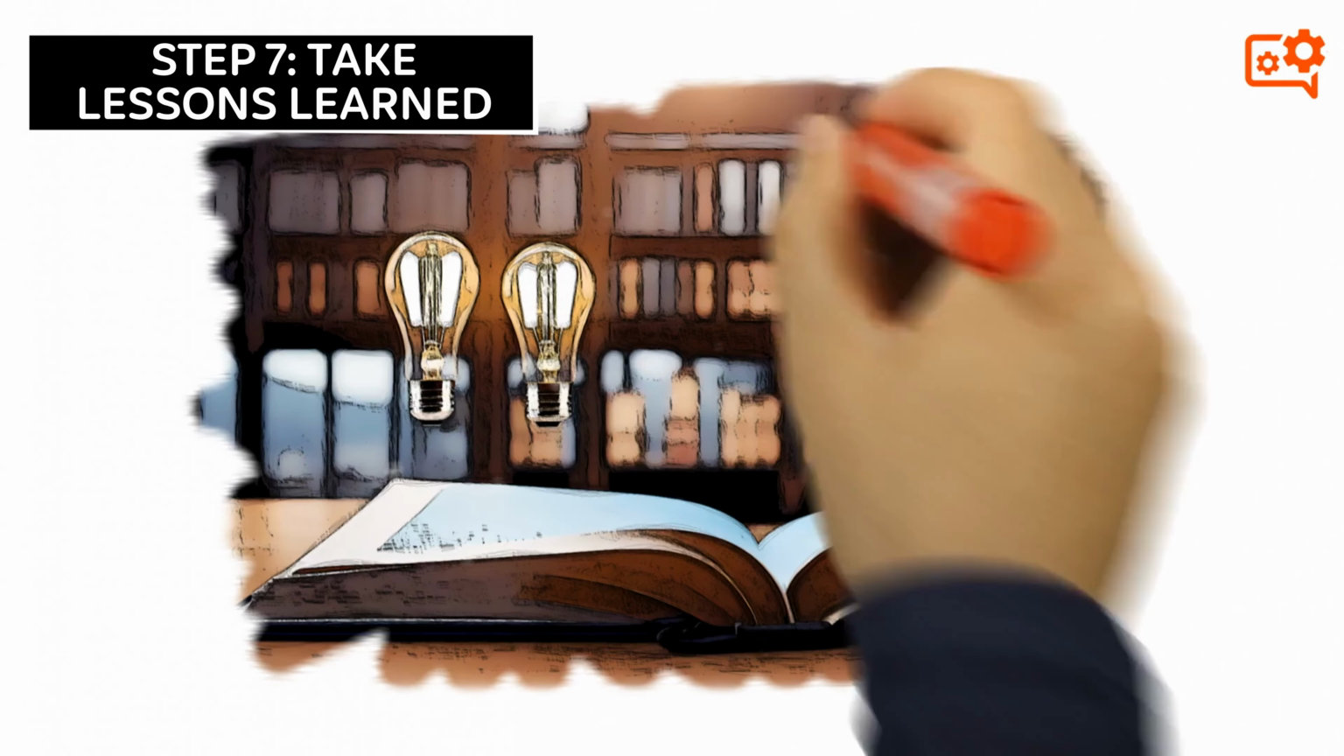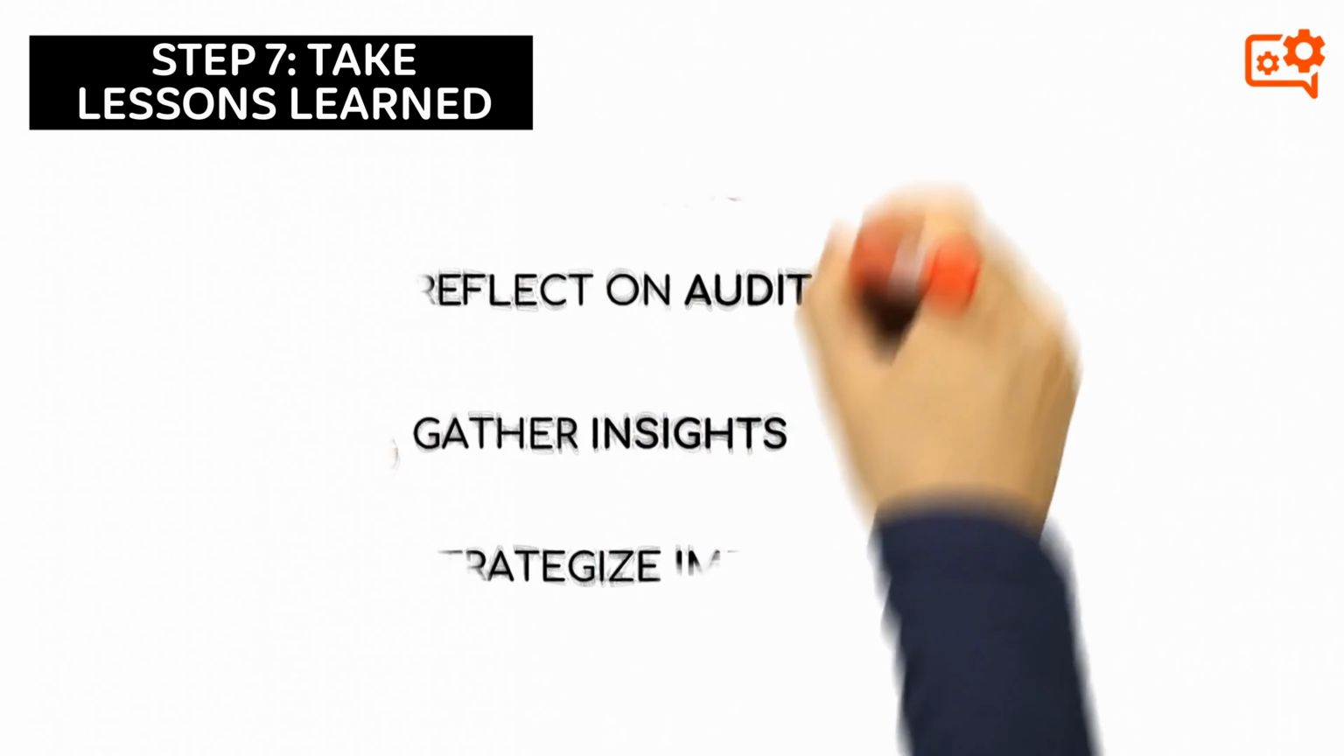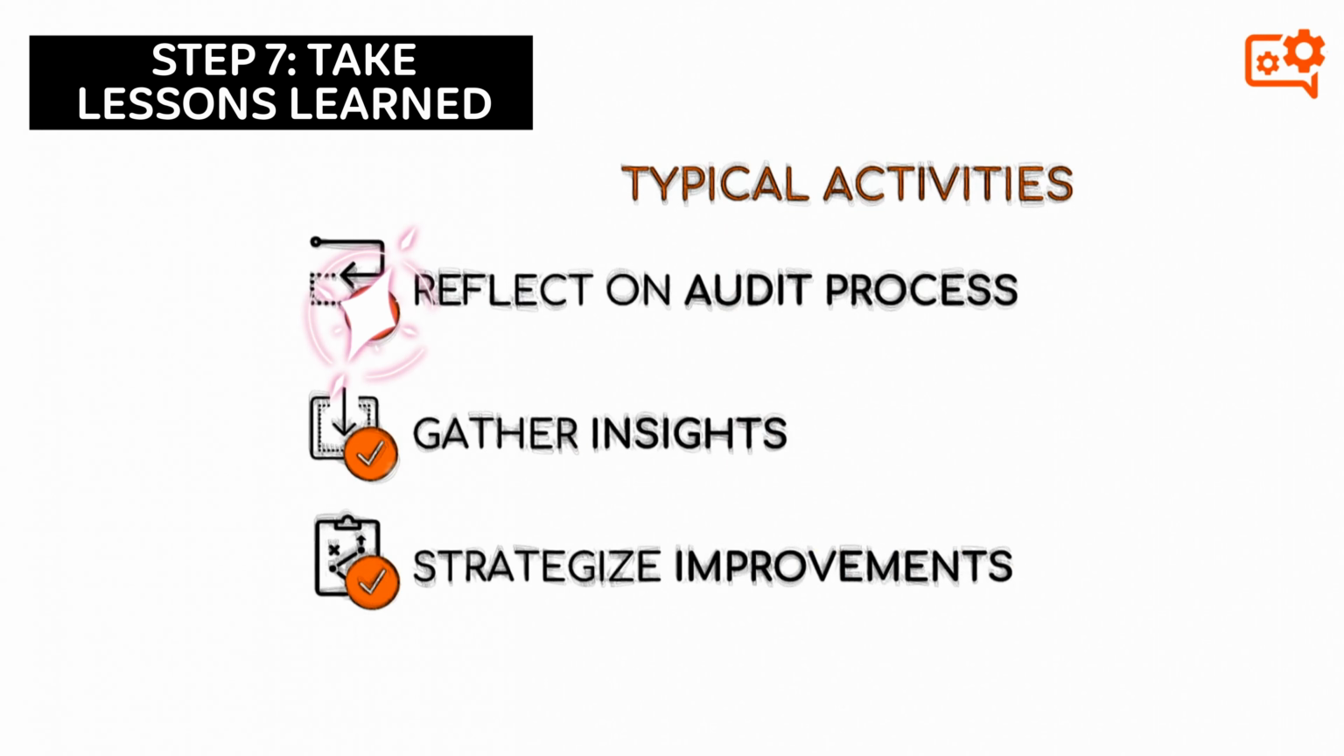Step 7. Take lessons learned. Use newfound wisdom to strategize for enhanced performance in future endeavors. Typical activities: reflect on the audit process, gather insights, and strategize improvements for future audits. Continuous learning and refinement ensure an evolving and effective audit approach.